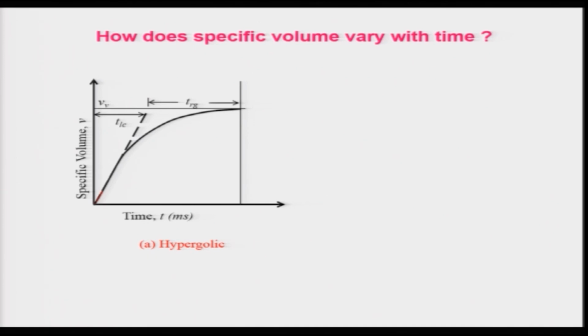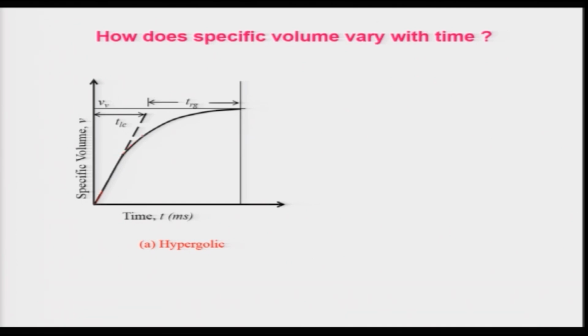Generally, these liquid phase chemical reactions are fast in nature, so the specific volume increases rapidly. Later on, these liquid propellants are converted into droplets and spray and then particulates, and as a result there is heat transfer, and the specific volume also increases, but not at the rate that was occurring earlier.